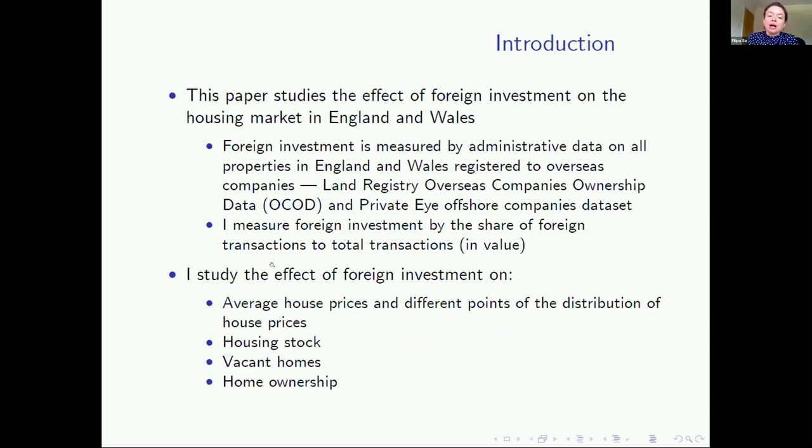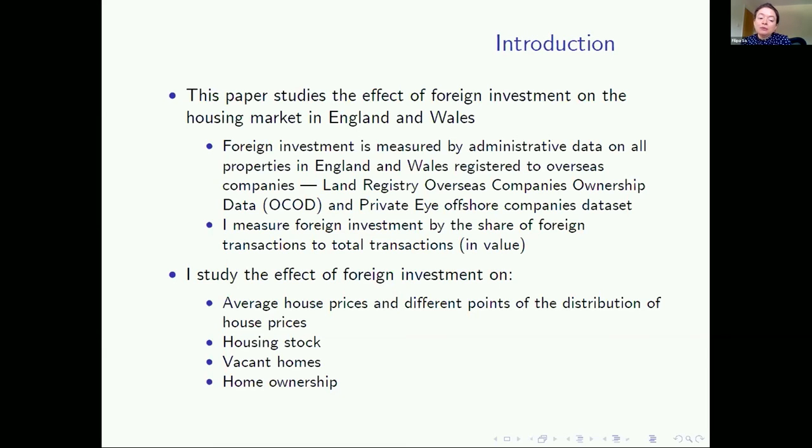Now, what I will do here, I will use data from the Land Registry on foreign investment. The Land Registry has a data set called the Overseas Companies Ownership Data. This data set was also released by Private Eye magazine sometime before. They obtained the data through a Freedom of Information request and have actually developed a map on their website, which shows you the exact location of properties that are owned by foreign buyers. And you can see also in most cases how much they paid for the property. So I will be using that data to measure foreign investment in the housing market.